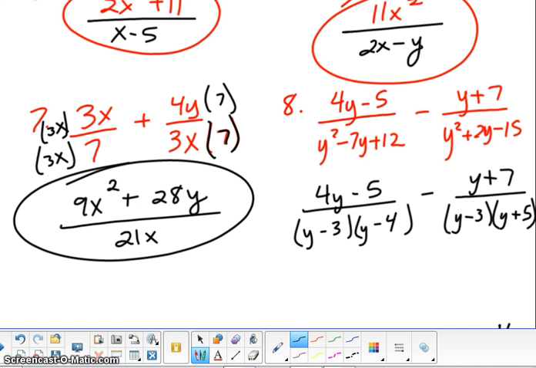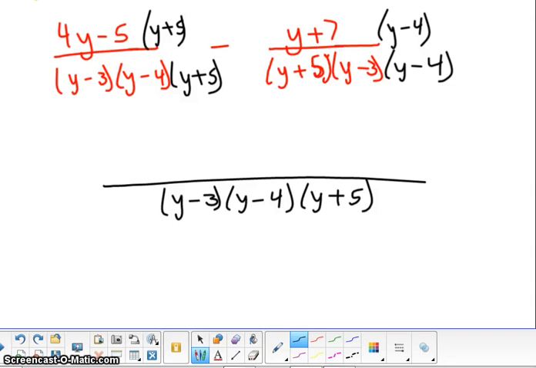They both have a y minus 3, but they do not share the other factor. So that's what we're going to have to multiply to both sides. This one needs a y plus 5 to equal each other. So what you do to the bottom, you're going to have to do to the top. This one needs a y minus 4. So we're going to multiply that by the bottom and by the top. Okay, so I'm running out of room. I'm going to get another piece of paper, but go ahead and do the next step.